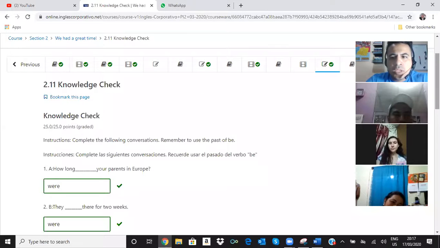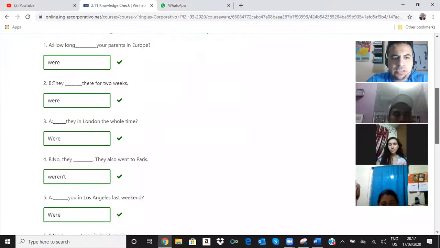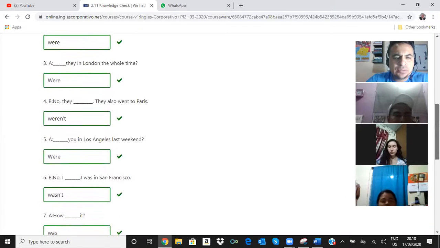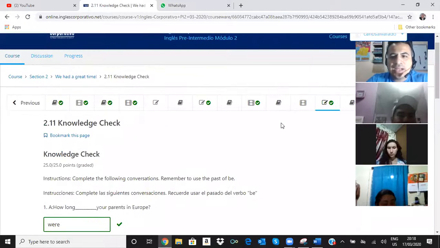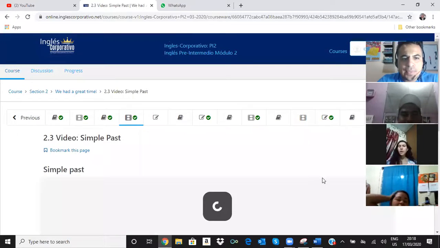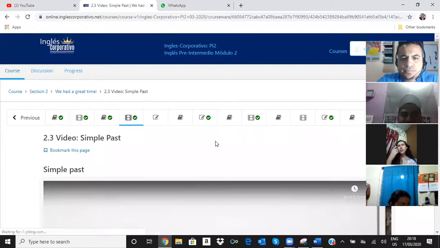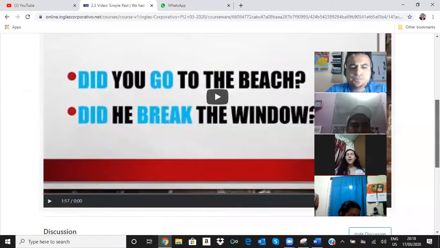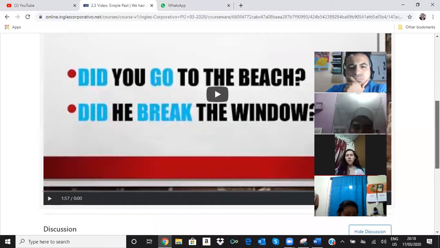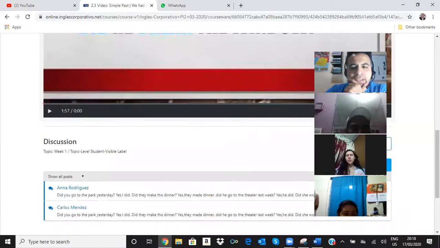William, este es el 2.11. Tú tenías pregunta con la 4. Sí, es negativo. Trata el verb to be en negativo. Verónica, me dijiste 2.3. In some sessions we only have to watch the video. This is the homework. Es solamente aquí.